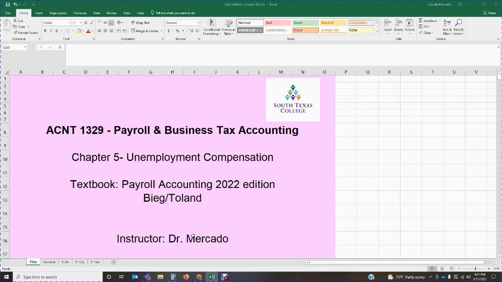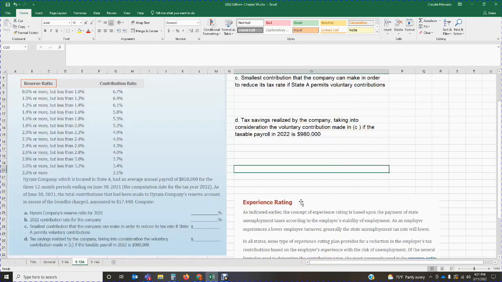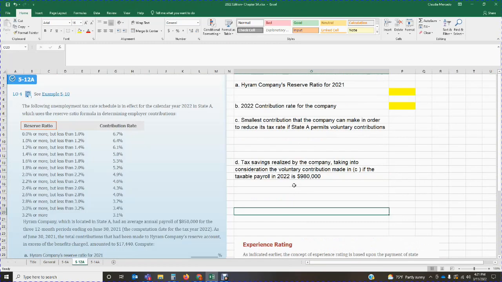We are going to continue covering Chapter 5, which deals with unemployment compensation. Please make sure that you have read the chapter before you attempt any of your assignments, okay? Now, the problem that I'm going to go over with you today is problem 5-12A, okay? The problem reads as follows.